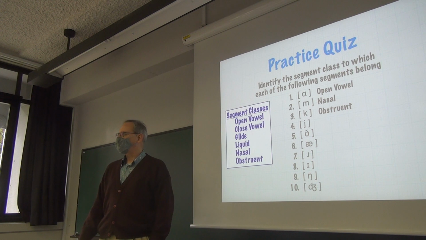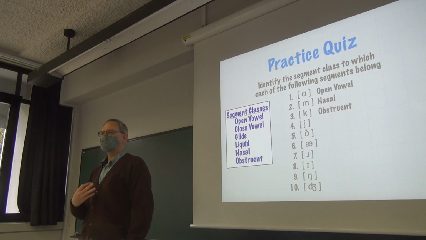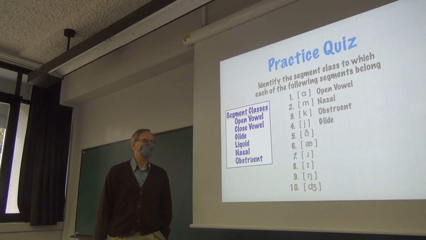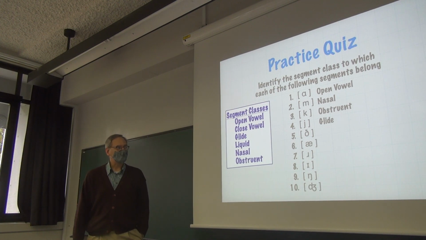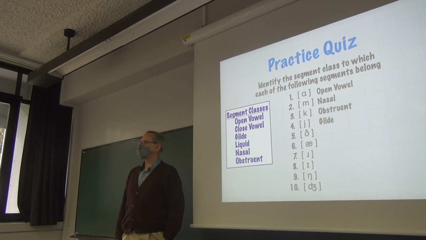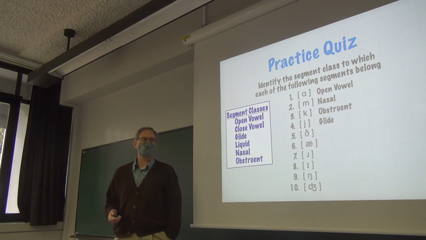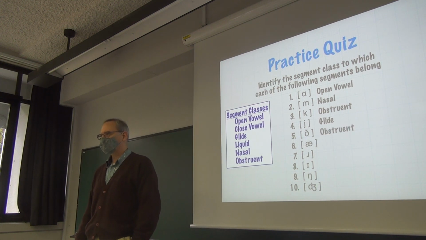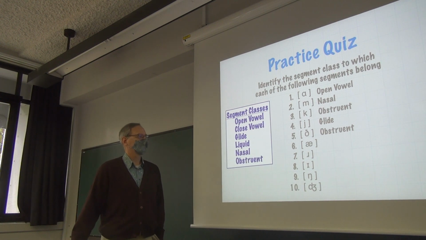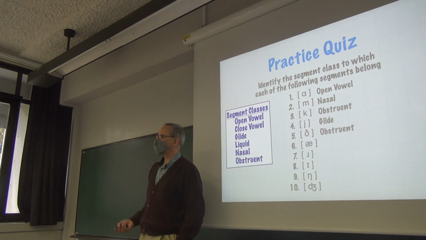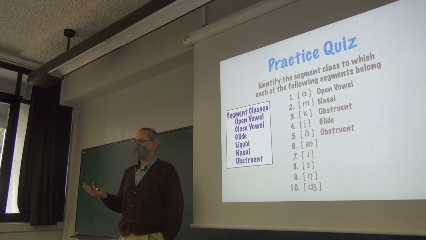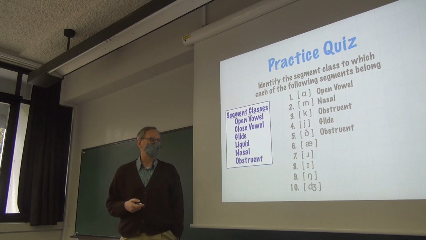Number 4, y. This is the y of yes we saw earlier, the glide. Number 5 is created by partially obstructing the airflow at the teeth. So it's an obstruent. Number 6 is the example I used before, a low vowel, an open vowel.